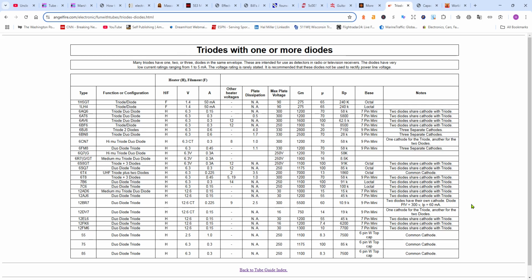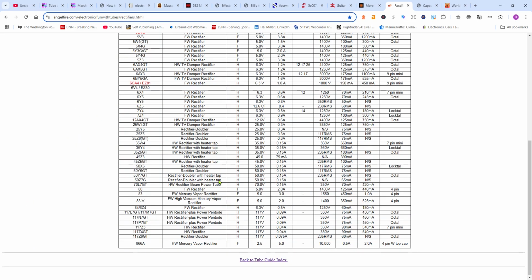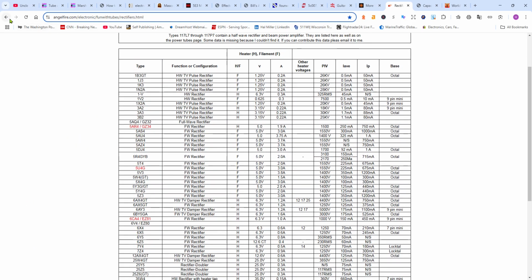But the other thing is if you actually need a tube for a certain thing. For instance, I may have a 7-pin preamp opening that I need to fill, and I need something that's got fairly high gain. So I come here and I look down the 7-pin mini list. I find a 6AT6 or a 6AV6 that works really well. You can find the plate voltages and the specs and the heater draw and things like that. You have everything there.